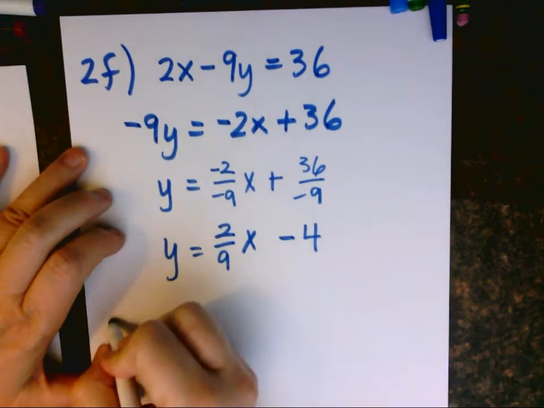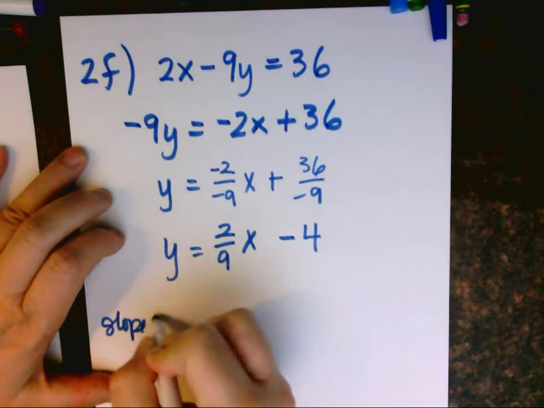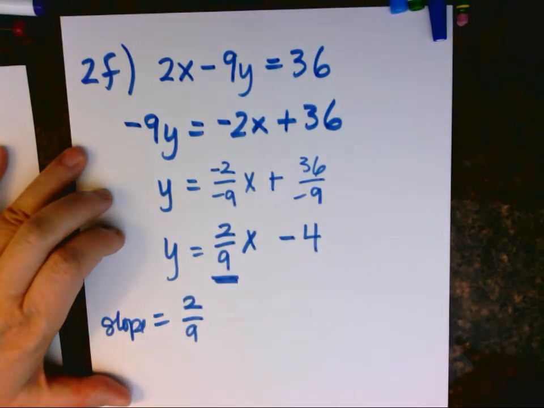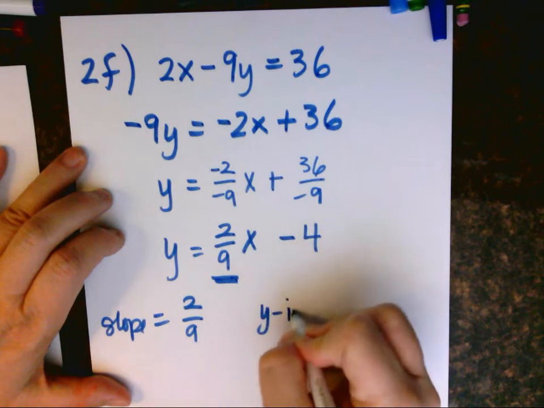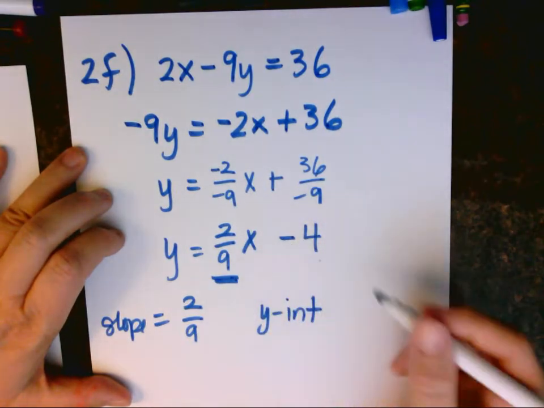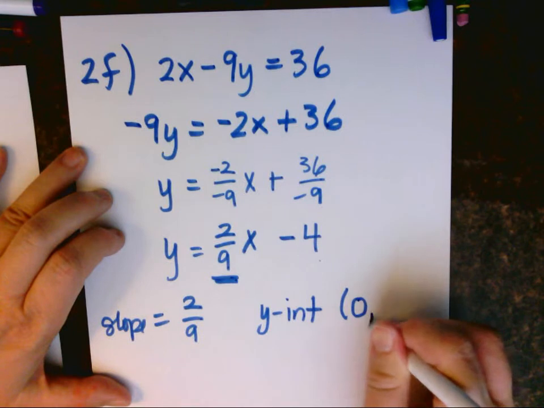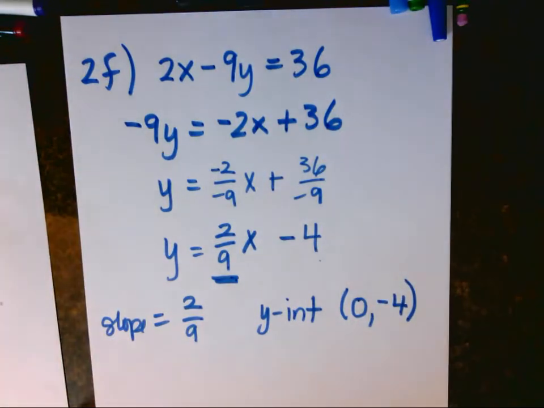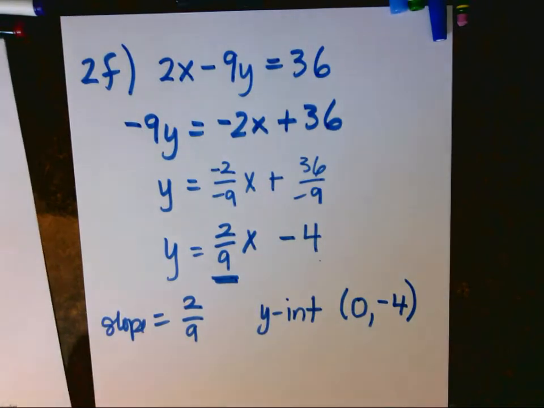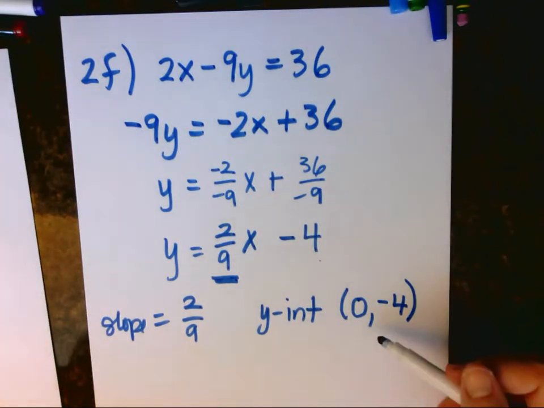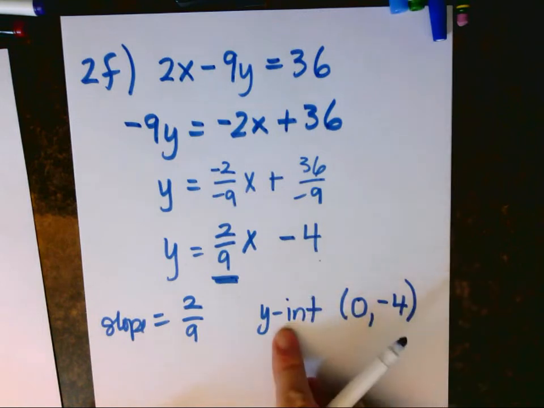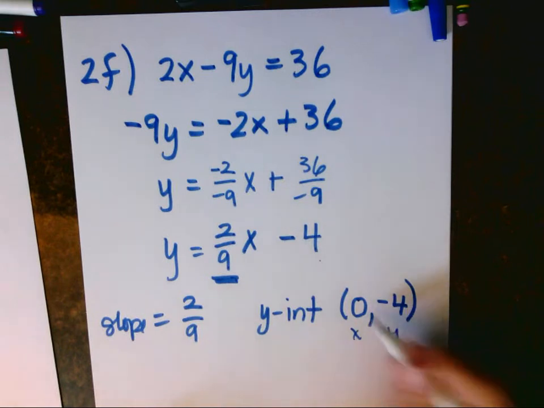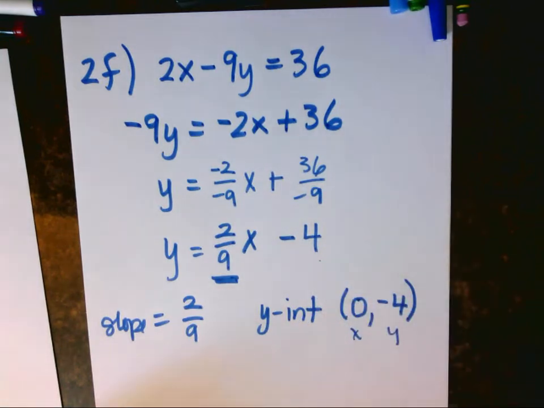Okay, so on this one, the slope is 2/9. Remember, it sits in front of the x. And the y-intercept is negative 4. So we're going to write that as 0, negative 4. And this is how they wanted us to be writing them, I think. So we'll start now doing that. You can go back and switch the others if you'd like. The intercept's at negative 4. And remember, at the y-intercept, x is 0. So you just simply write it as a point in xy. X is always 0 at the intercept, and the y is negative 4.